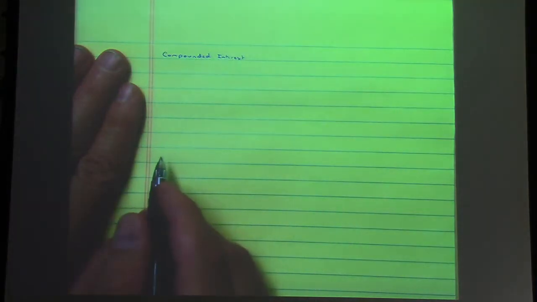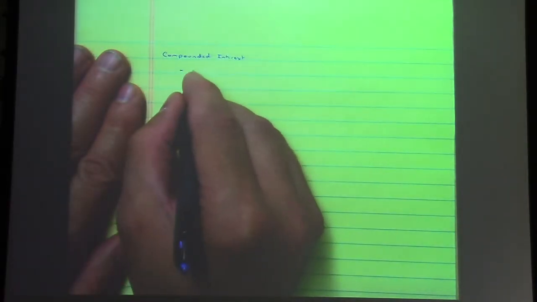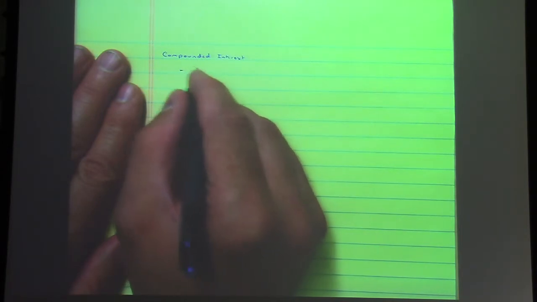Okay, so the second type of interest that we commonly run into is what's known as compounded interest. And this is the much more common type of interest. It is interest that is periodically compounded, just like the name suggests.